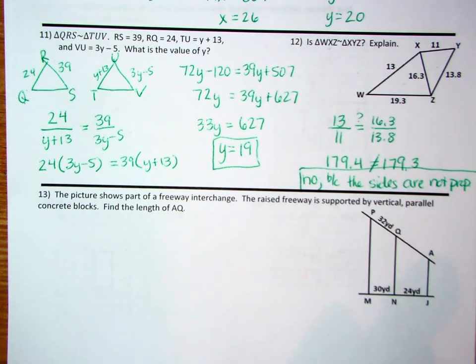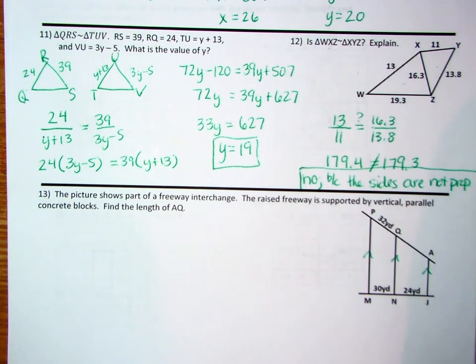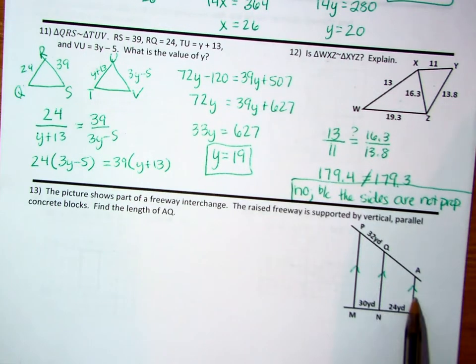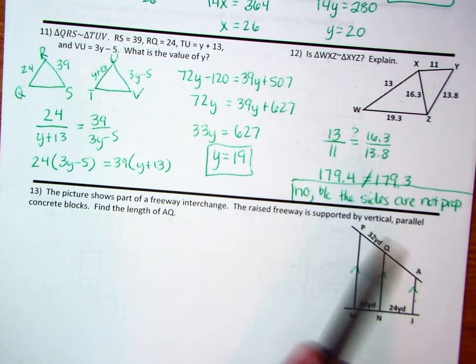Now, on number 13, we are told that we have vertical parallel concrete blocks, which means this is parallel to this, which is parallel to this. We also learned a theorem that said if we have multiple parallel lines and two transversals, it creates proportional side lengths here. So this over this is equal to this over this. So that's what we're going to do.